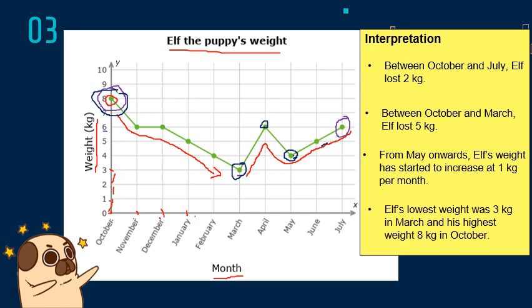And Elf's lowest weight was 3 kilograms in March, and his highest weight was 8 kilograms in October. So even though he's starting to put weight back on again, he's still lost weight, and he's lower weight than his highest weight, which was in October at 8.